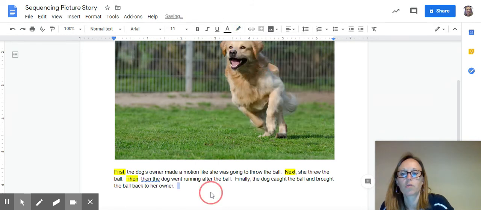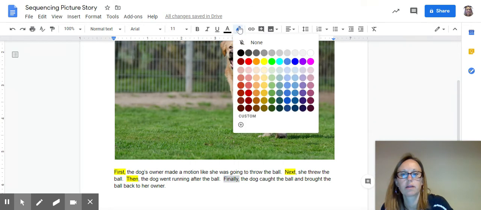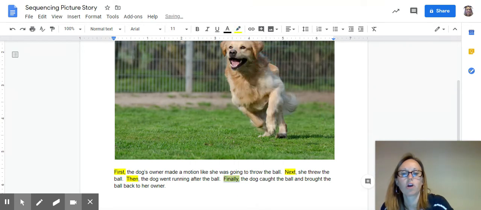So you wrote first, comma, the dog's owner made a motion like she was going to throw the ball. Next, comma, she threw the ball. Then, comma, the dog went running after the ball. Finally, comma, the dog caught the ball and brought the ball back to her owner.